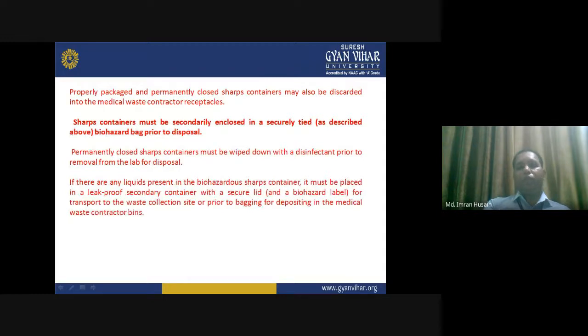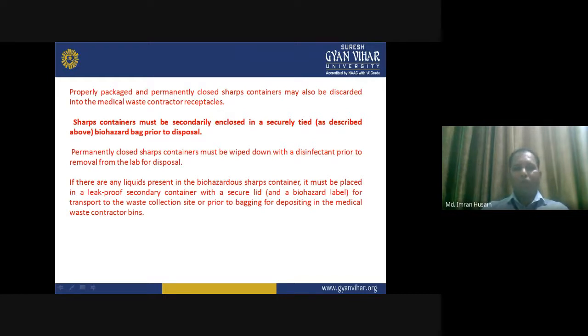Properly packaged and permanently closed sharps containers may also be discarded into the medical waste contractor receptacles. So everything should be packed up properly, everything should be maintained properly in order to maintain the integrity of the whole protocol. Sharps containers must be secondarily enclosed in a secure biohazard bag as described above prior to disposal. So every time they have to look into the matter and everything should be disposed of properly, and prior to that it should also be securely stored in a bag for disposal purposes.